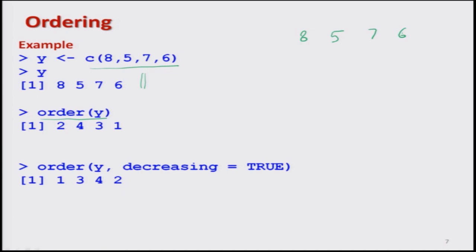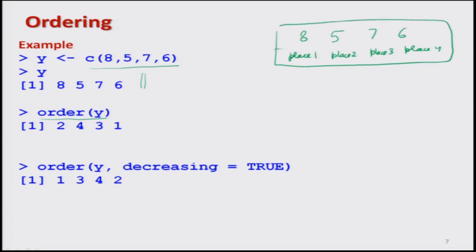One is the place value. Here, this is place number 1, this is place number 2, this is place number 3, and this is place number 4. If you try to visualize this, suppose I have a cell like this, and it is saying that this is the address of the first value, this is the address of the second value, this is the address of the third value, and this is the address of the fourth value.